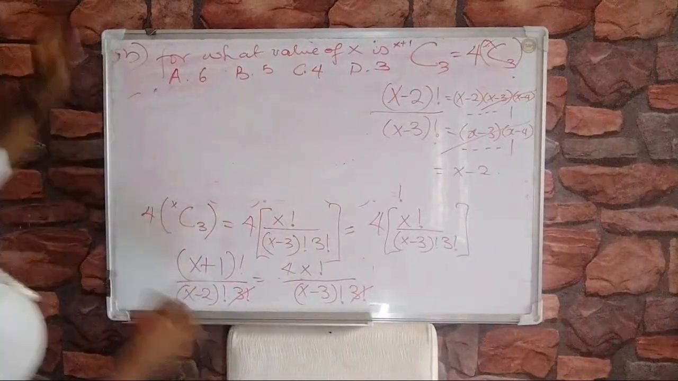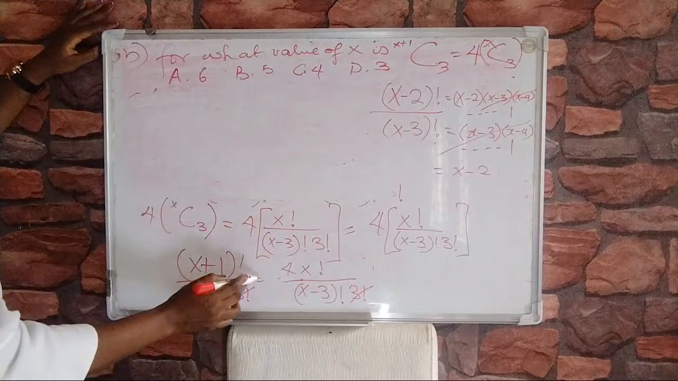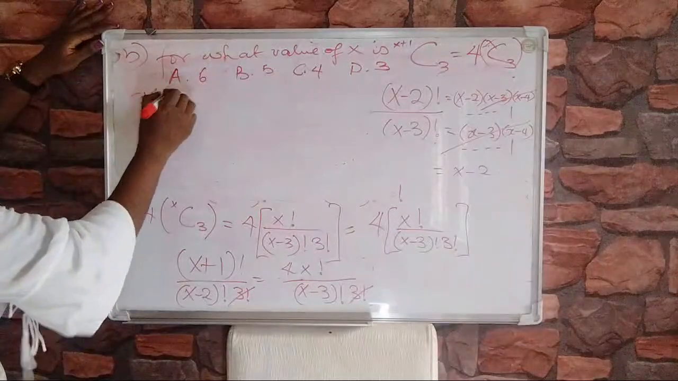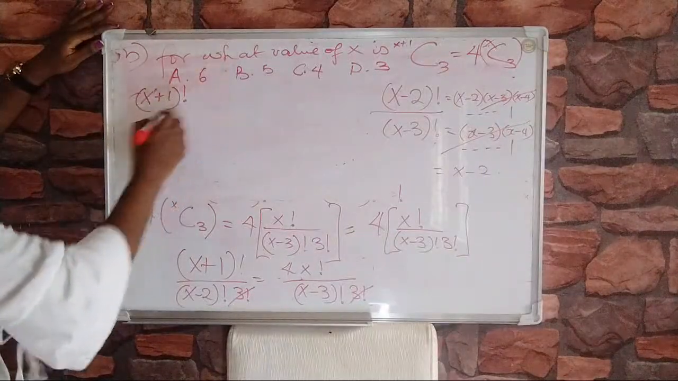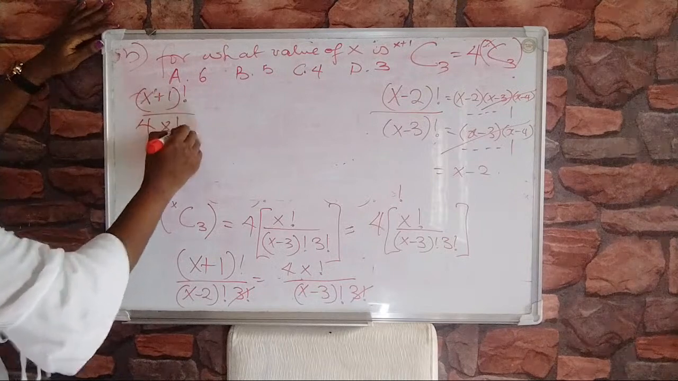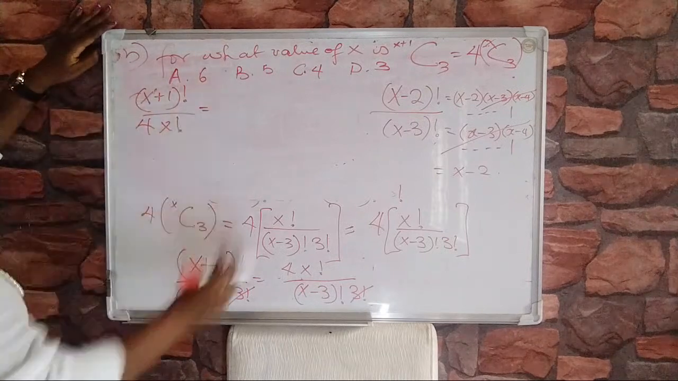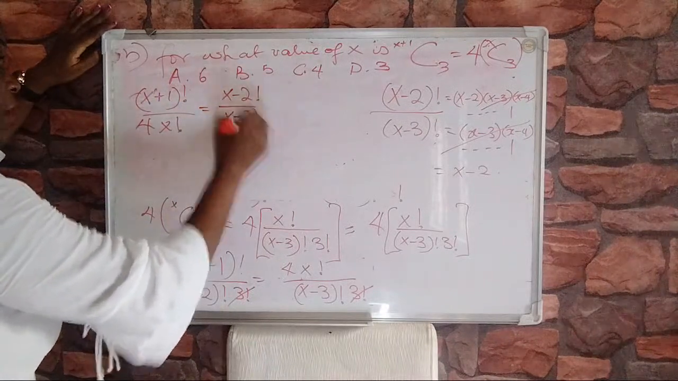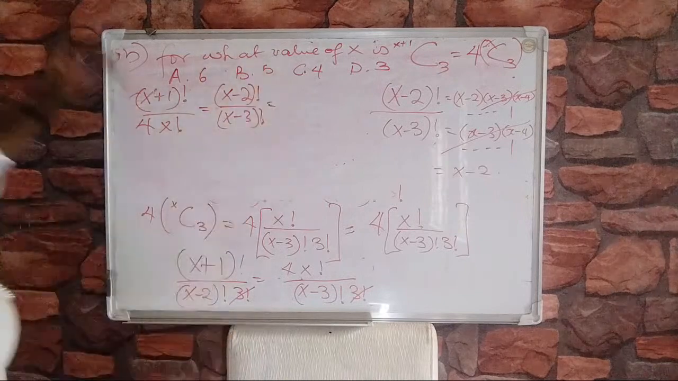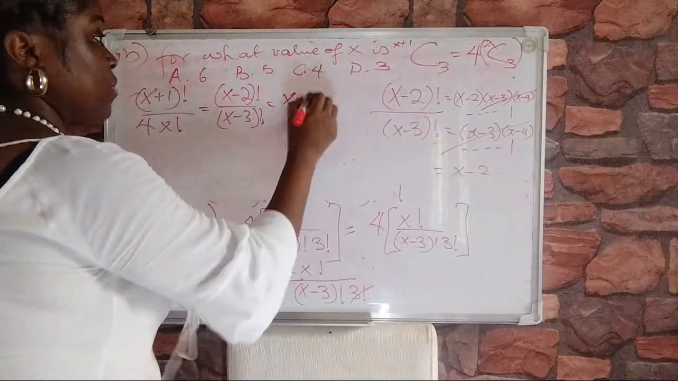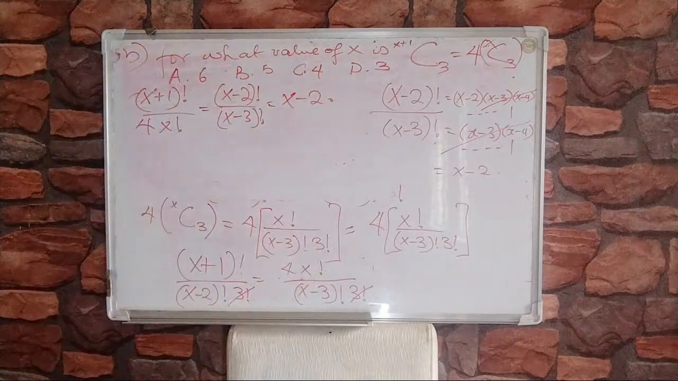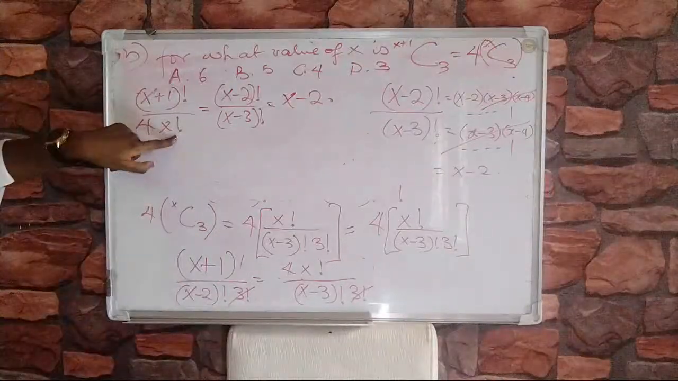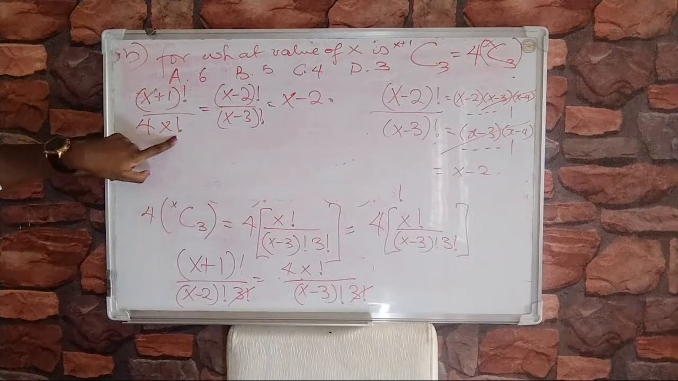So let's move this up, right? And move this down. We're cross multiplying this function. So what we're going to have? We're going to have (x plus 1) factorial all over (4x) factorial equal to (x minus 2) factorial all over (x minus 3) factorial. And we've established the answer as what? x minus 2. All right, so let's go about this. (x plus 1) factorial all over x factorial.